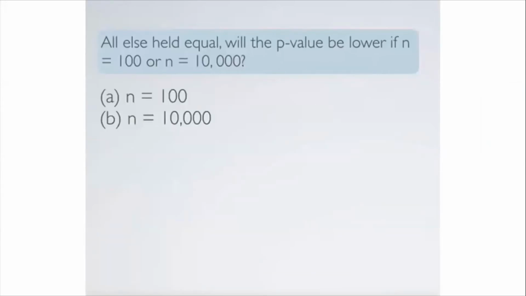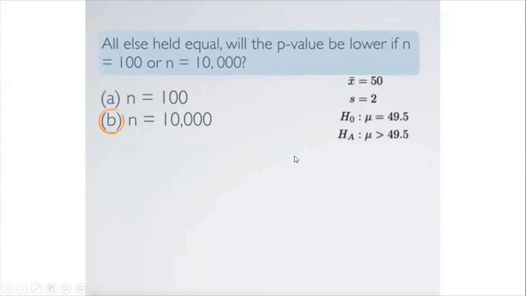So all else held equal, everything is equal, then the p-value will be lower if n is 100 or 100 times that sample size. So A is sample size 100 and B is 100 times that sample size, or 10,000. Let's look at this. If the sample size increases, the p-value will decrease, right? We got a mean of 50, standard deviation 2, and a null hypothesis value of 49.5. And then we got a one-sided test. We want to look at the mean greater than 49.5.